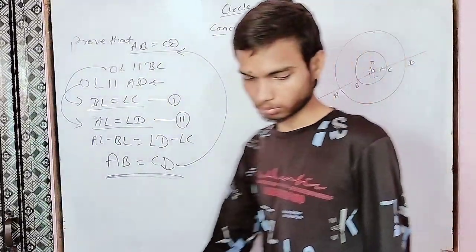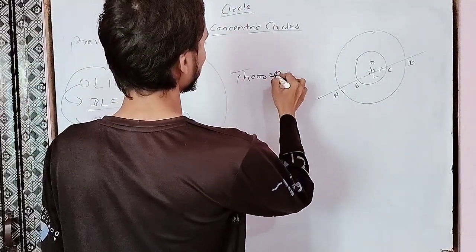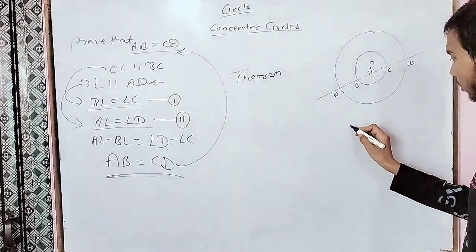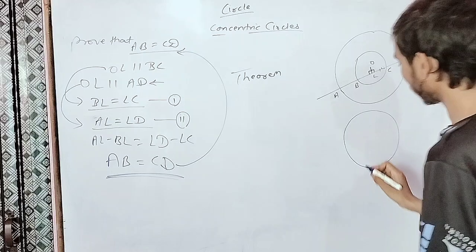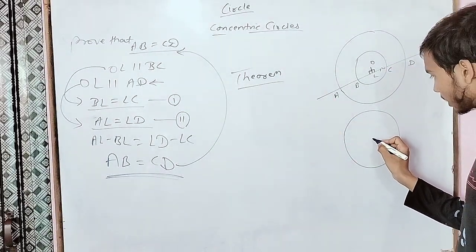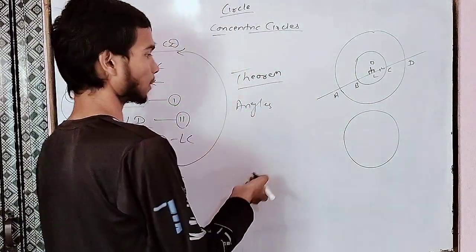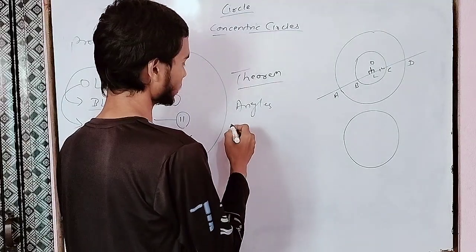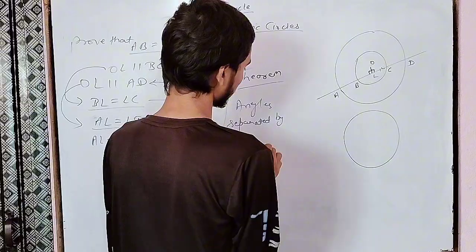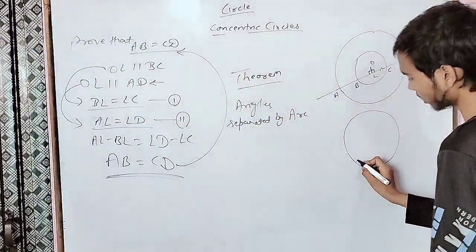Next theorem. The next theorem is saying that the angle subtended by an arc in a circle. Now we have seen this, but again I wanted to explain it. Angles subtended by, you can say separated by, an arc. So here you can see this arc.